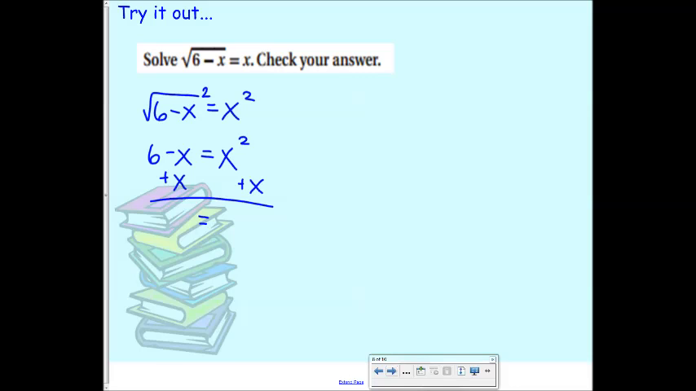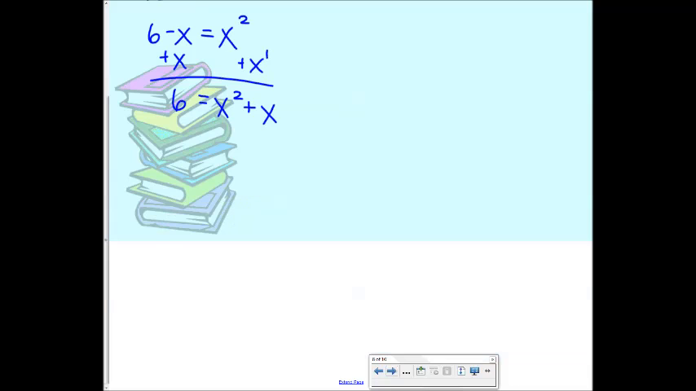So starting to look like a what? Starting to look like a what kind of function? A trinomial. It kind of looks like a quadratic trinomial. Only if I want to solve a quadratic trinomial, what do I need it to be equal to? 0. So what do I have to do with this 6? Well, I'm making a negative 6 and move it over here, right? So now I have 0 equals x squared plus x minus 6.